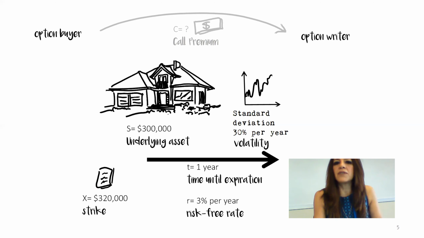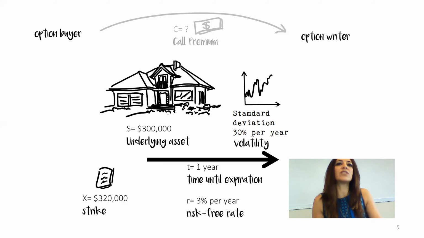So the risk-free rate in the economy is 3% per year, and let's say the volatility of the price of the house in the market is 30% per year, the standard deviation. So we have the 5 elements. We can perfectly value the house.